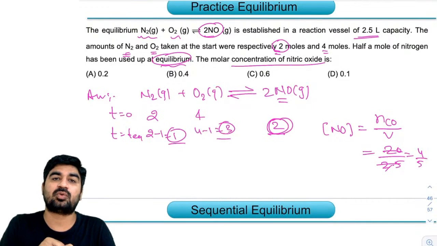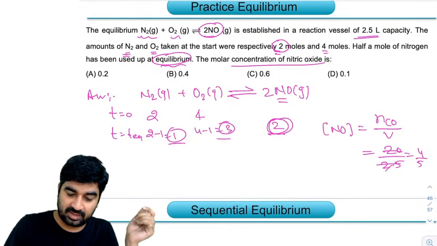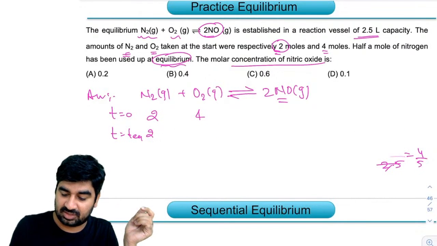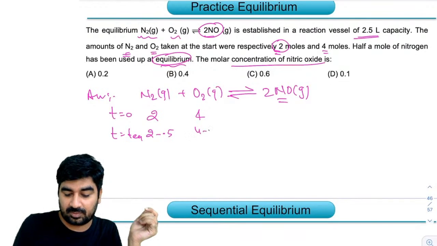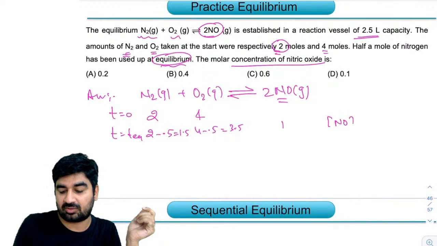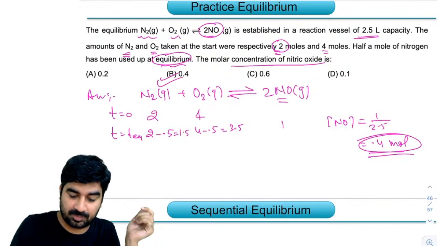The amount of N2 and O2 taken at the start is 2 and 4. Half mole of nitrogen has been used up. Half a mole of nitrogen. Okay. No, guys, this is half a mole. So 0.5 mole, not half of the initial. I have read it wrong. So it would be 2 minus 0.5, 4 minus 0.5, and it would be 1 mole. So 3.5 mole, 1.5 and 1 mole. So concentration of NO would be 1 upon 2.5. It would be 0.4 mole. So answer would be B.